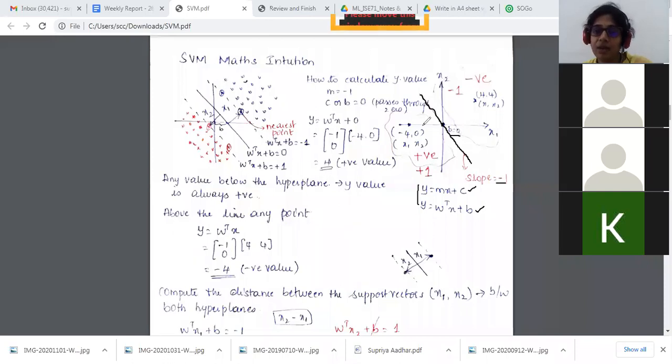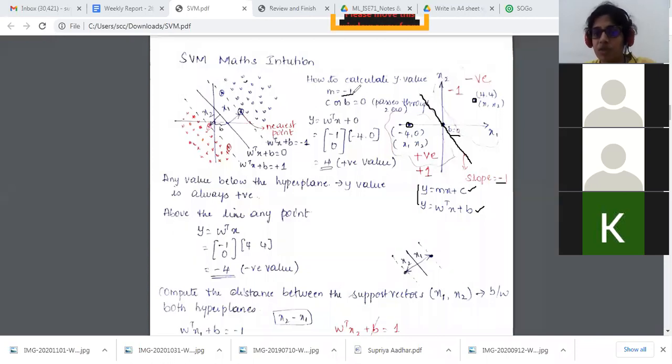I'm also giving two data points over here. One data point is -4, 0, and the other data point is 4, 4. Now I have to identify how I am going to classify this. How does a value become positive or negative for a data point? Let's see that. Let's calculate the value of y, because y is equal to mx plus c.